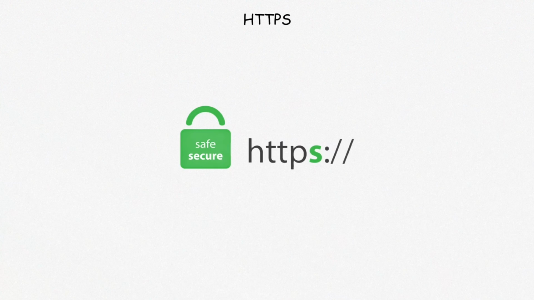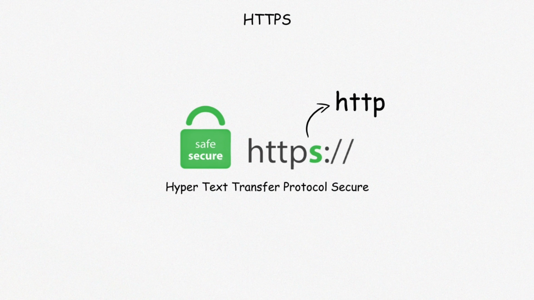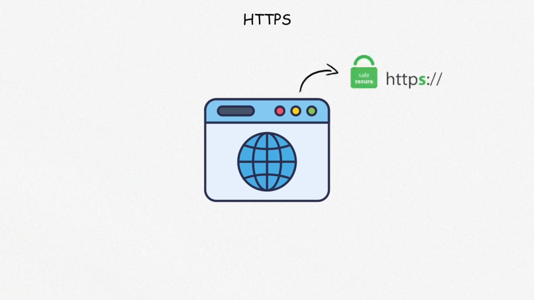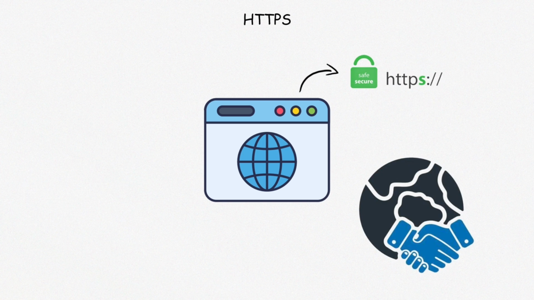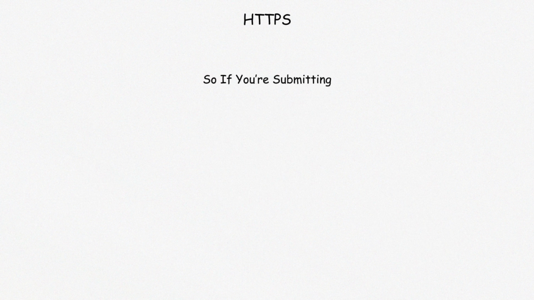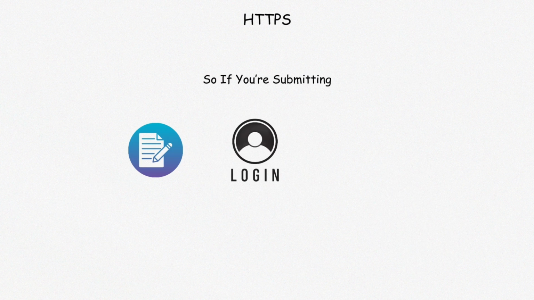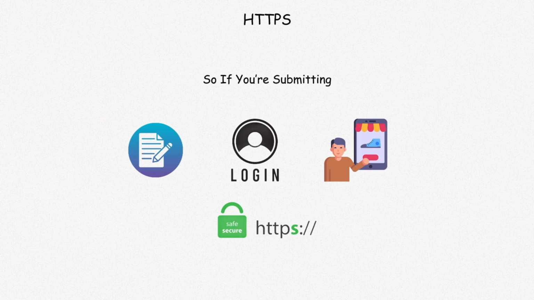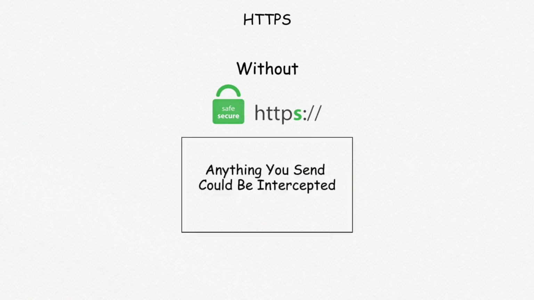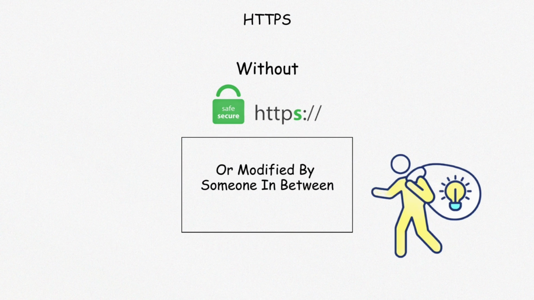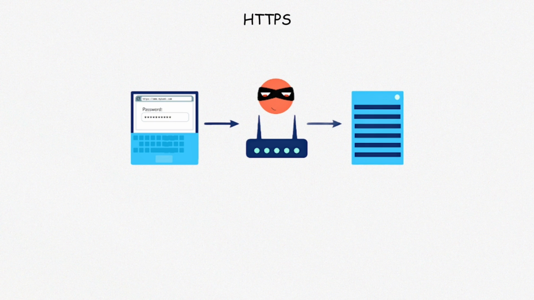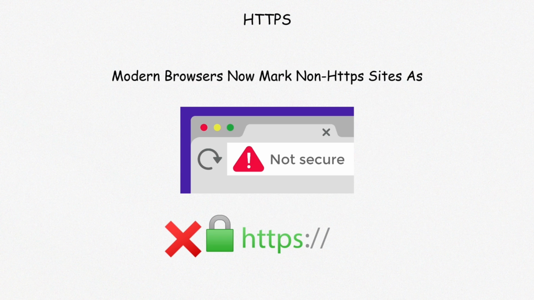HTTPS. HTTPS stands for Hypertext Transfer Protocol Secure. It's basically the secure version of HTTP, the protocol that loads web pages. When you visit a website with HTTPS, all communication between your browser and the site is encrypted using TLS. So if you're submitting a contact form, logging in, or shopping online, HTTPS makes sure nobody can read or change that data in transit. Without HTTPS, anything you send could be intercepted or modified by someone in between, like a rogue Wi-Fi hotspot at a coffee shop. That's why modern browsers now mark non-HTTPS sites as not secure.